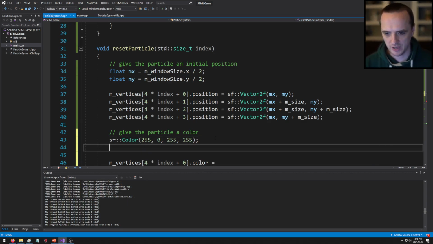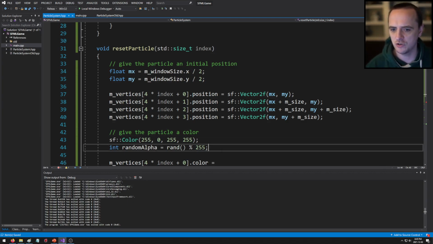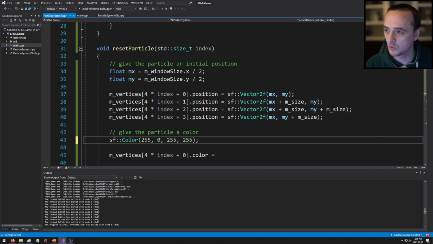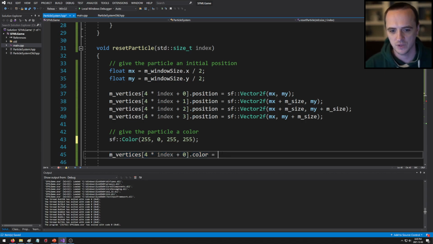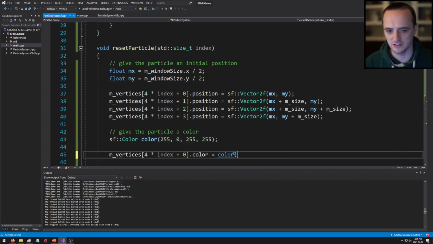Okay, so I'm going to have, let's say, int random alpha equals rand mod 255. So I'm going to make my particles have a random transparency. Actually, let's not do that yet. I'll show you what this looks like first, and then we'll see why I might want to do that. So this is going to be my color right here, which is just an all-out purple. And I'm just going to set this equal to color.